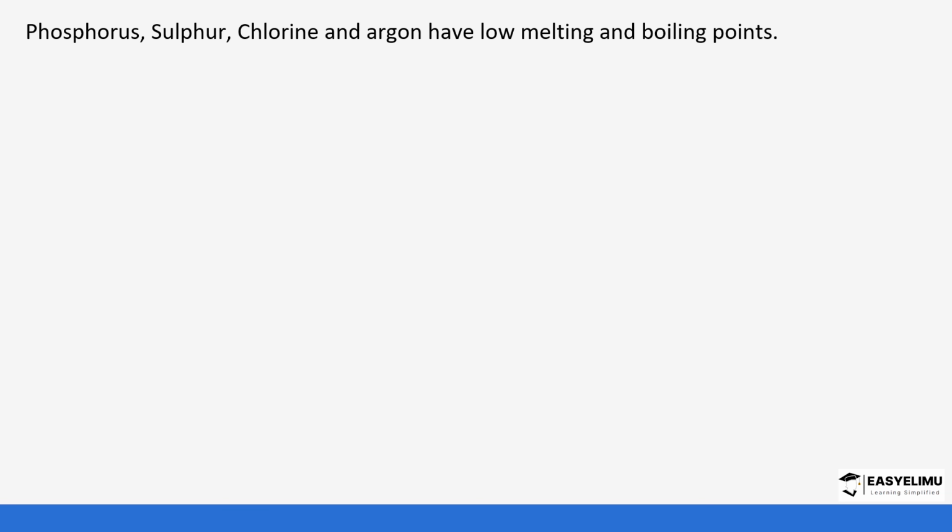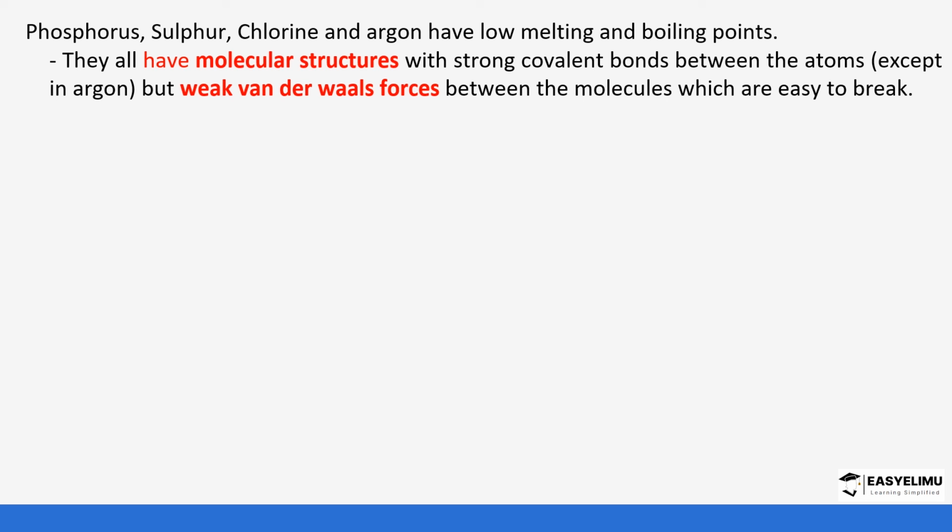For phosphorus, sulfur, chlorine and argon, they have very low melting points. This is because they have molecular structures, and since they are molecular, it means their molecules are bonded with weak van der Waals forces. You notice we have weak van der Waals forces in phosphorus, in sulfur, and chlorine, and then for argon, it's between the atoms. Argon is monoatomic, so the van der Waals forces are between the atoms. But for phosphorus, sulfur, and chlorine, it's between the molecules.